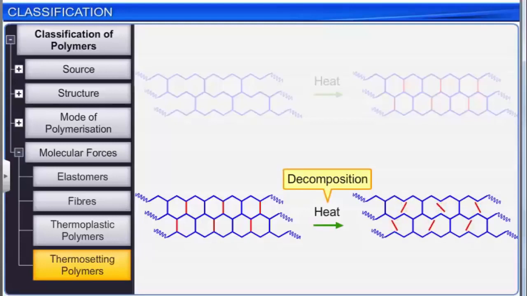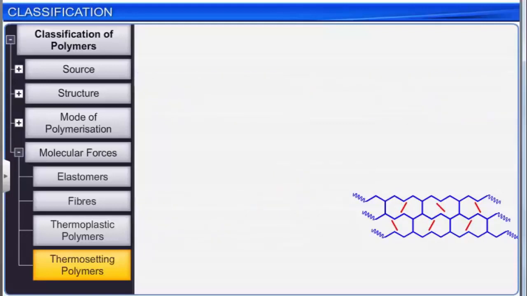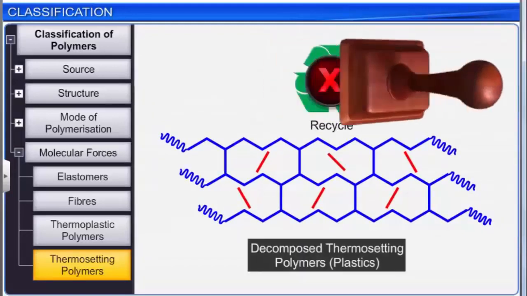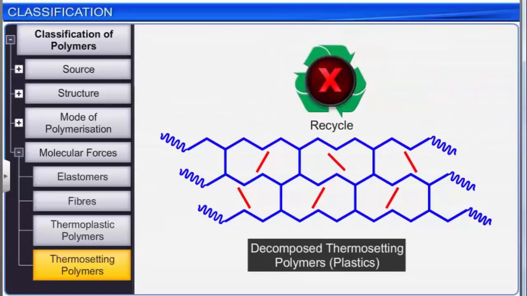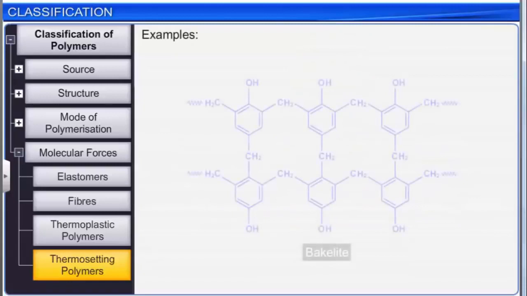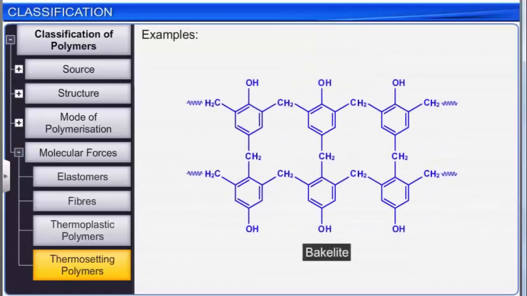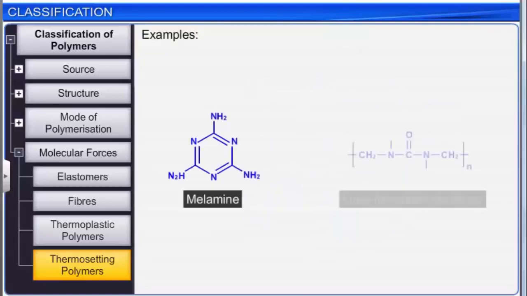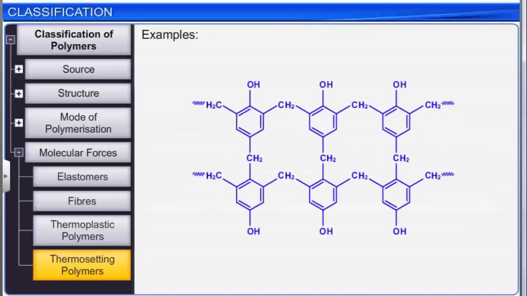Instead, bonds break. Note that these plastics cannot be recycled or used again. Examples of thermosetting polymers are bakelite, melamine, and urea formaldehyde resin. Notice the extensive cross-linking shown in the structure of the bakelite resin.